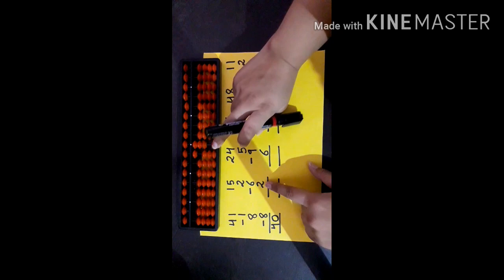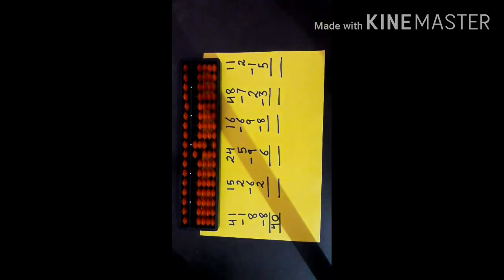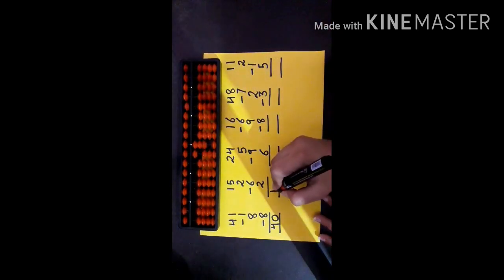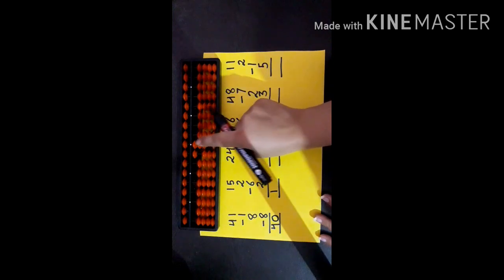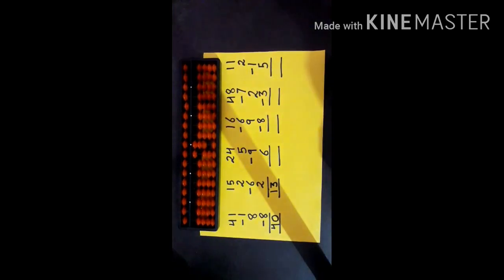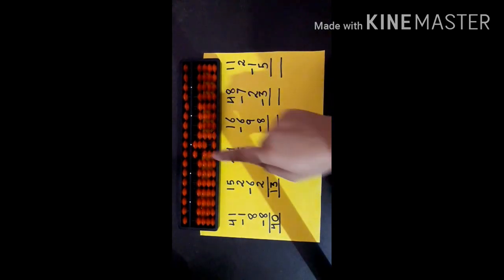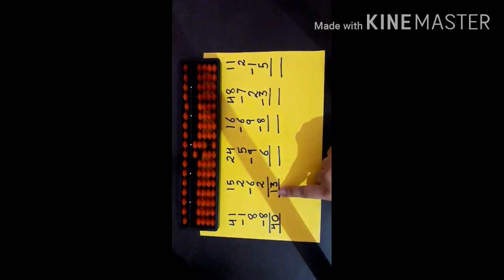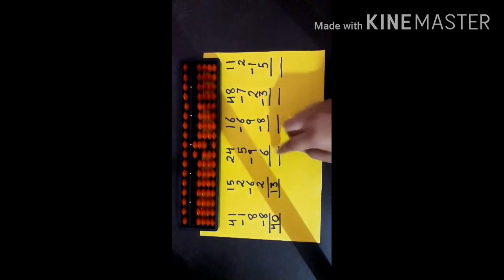Now 2. 1, 2. Now what is your answer? See, here is 1 and here is 1, 2, 3. So answer is 13. First number, first place. Second number, second place. Now the next sum.